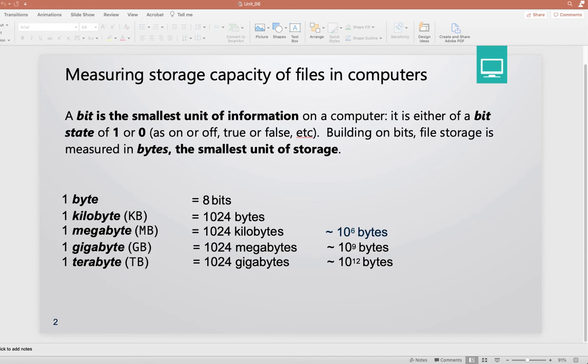So actually, a bit is the smallest unit of information on the computer. It is either in a state of 1 or 0. And building on bits, file storage is measured in bytes, which is the smallest unit of storage. So here, the smallest unit of information in the computer is a bit, and the smallest unit of storage is a byte, and 1 byte is equal to 8 bits. So basically, a bit is a number, either 0 or 1. Okay.